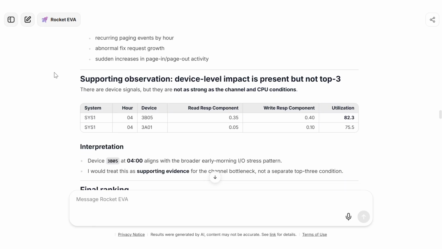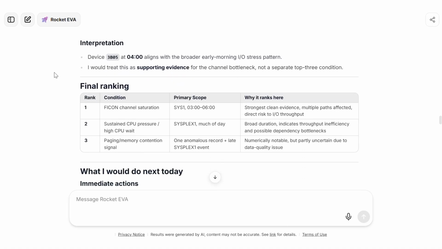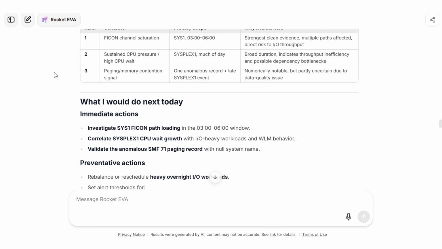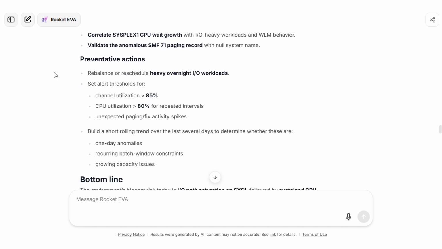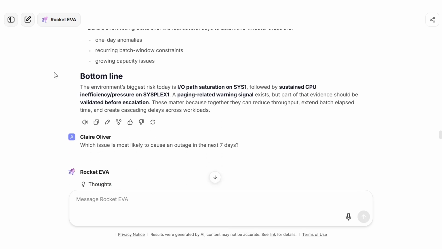Throughout the response, EVA provides the evidence used to support each assessment. This allows users to validate the findings and understand the reasoning behind the conclusion. EVA also prioritizes the conditions based on overall operational risk, helping users focus on the issues most likely to impact availability if left unresolved. Teams can quickly drill into underlying operational data, as opposed to spending hours manually piecing data together.